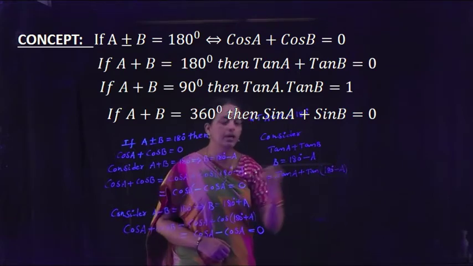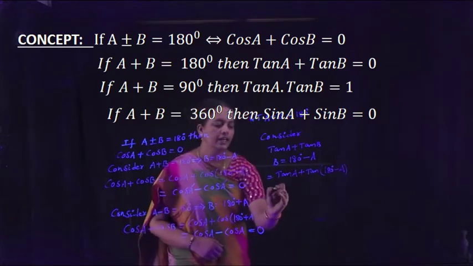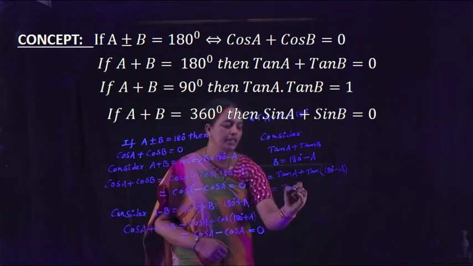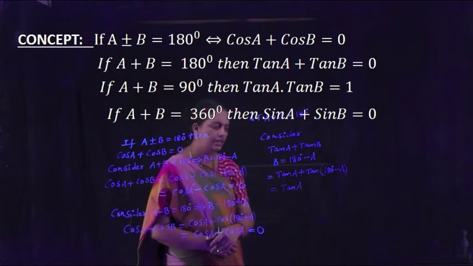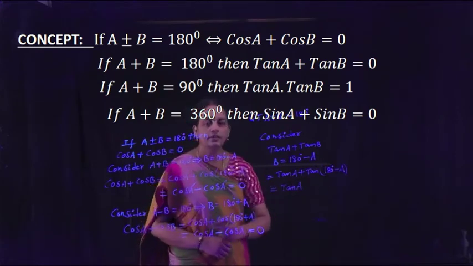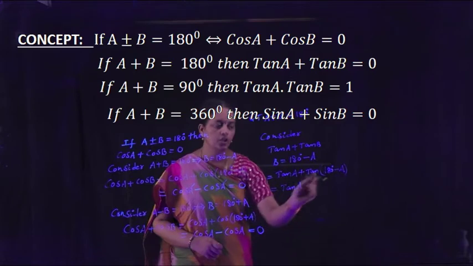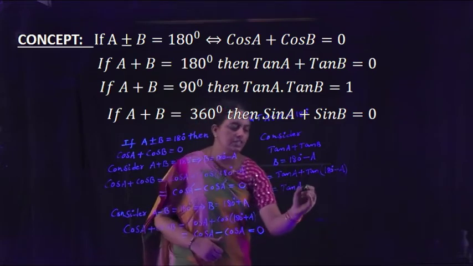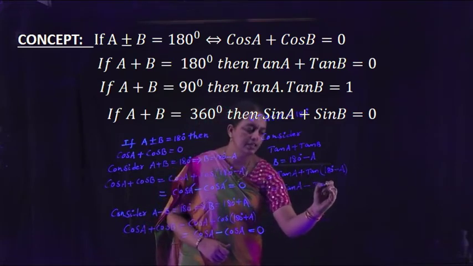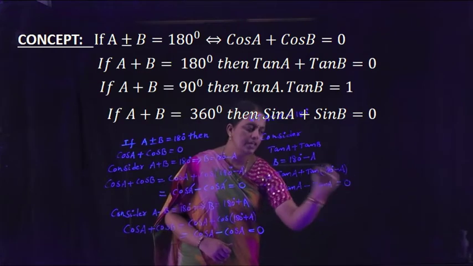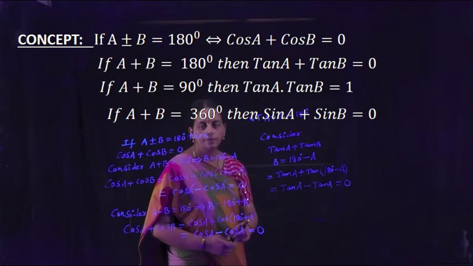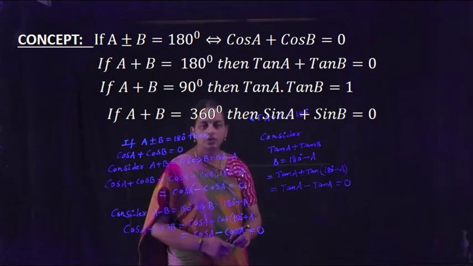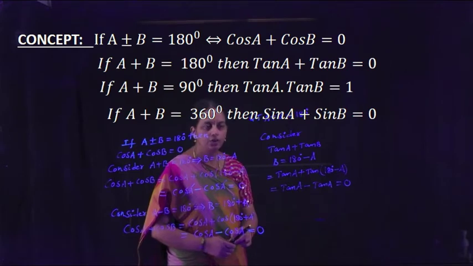Therefore, tan a plus tan b equal to tan a plus tan of b, meaning tan of 180 minus A. 180 minus theta lies in the second quadrant. In the second quadrant, tan has negative sign. So tan of 180 minus A means minus tan A. Here plus tan A and minus tan A get cancelled. That is equal to 0. Therefore, if A plus B equal to 180, then tan A plus tan B equal to 0.